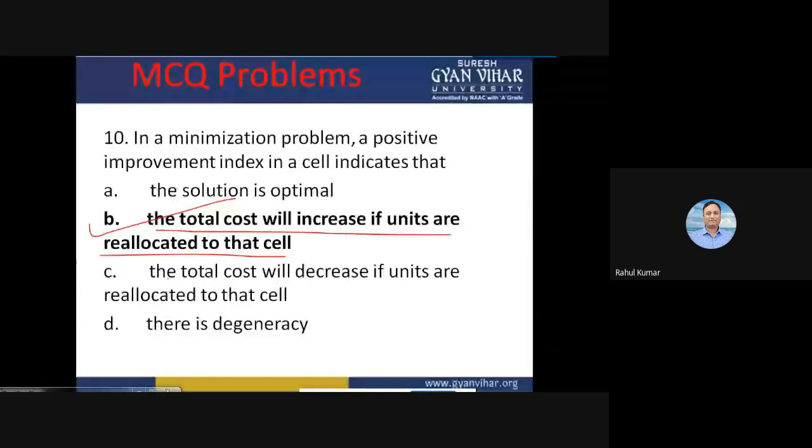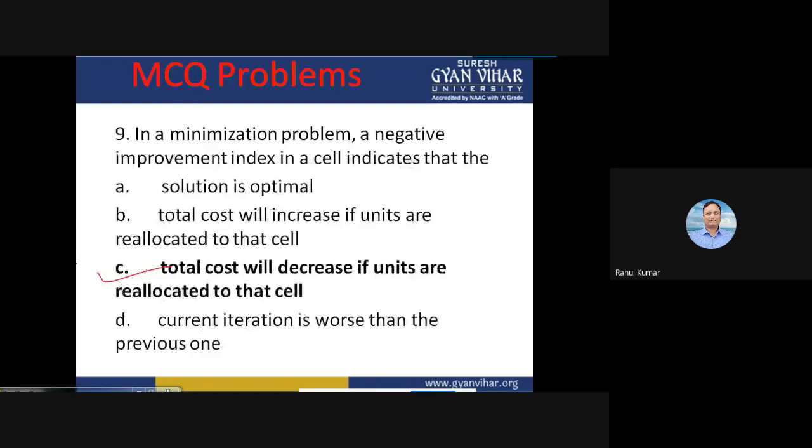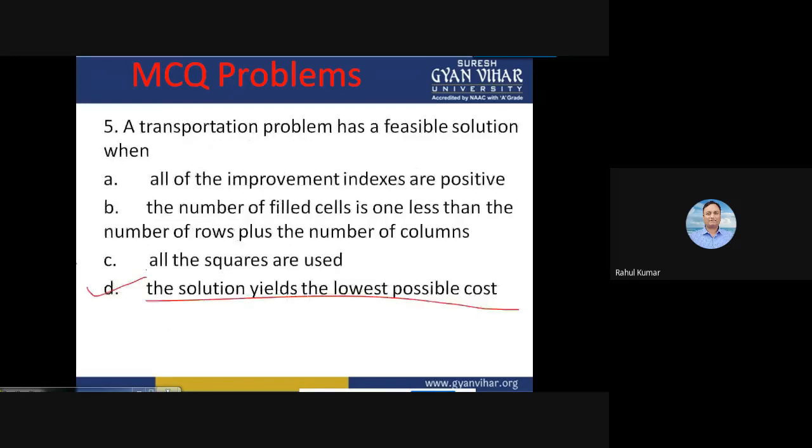So these are the MCQ questions for this chapter. I will solve in the next class some VAM method problems, and some problems related to the stepping stone method, and we will also solve problems related to degeneracy and unbalanced problems, right? So these are some contents about this chapter.